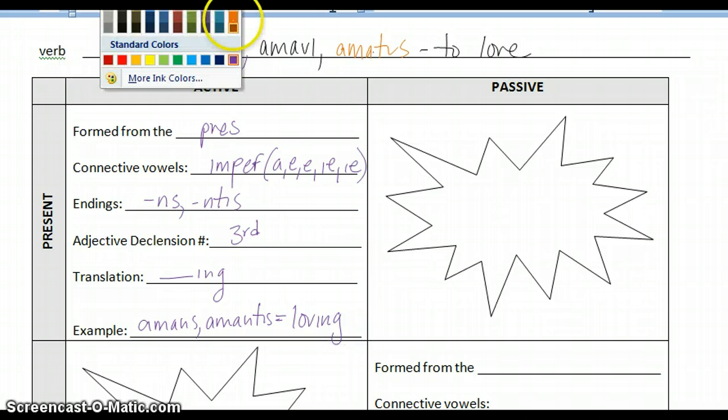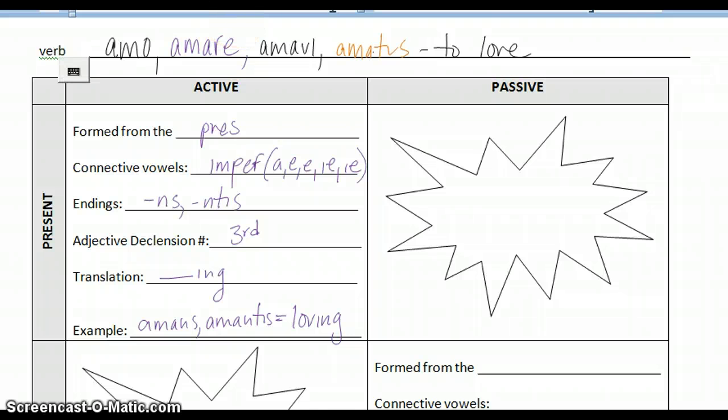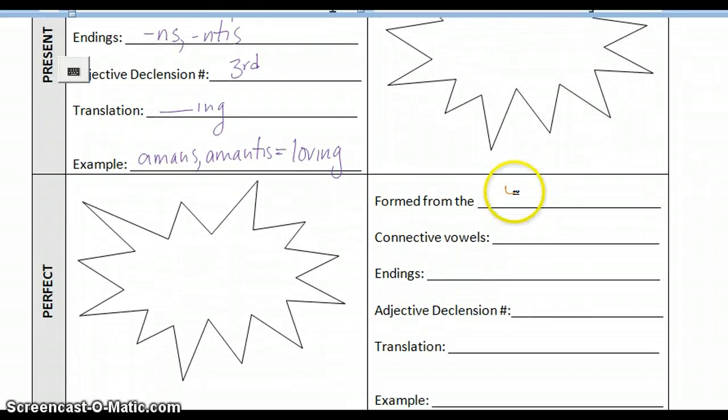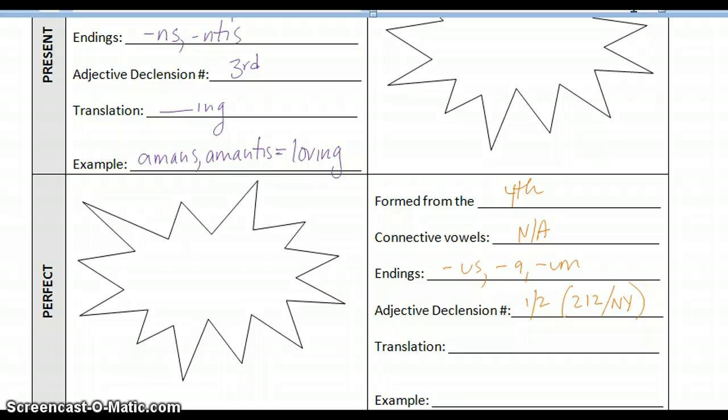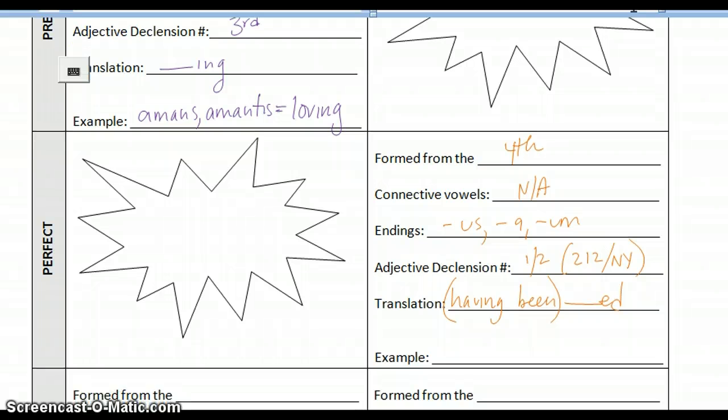For the perfect passive participle, you can see above in orange, it's the same as the fourth principal part. So I actually just form it from the fourth principal part. And there are no connecting vowels because it's just the fourth principal part. The difference is we have to make sure it has -us on it because it behaves like a first and second declension adjective, right? Our 2-1-2 or "New York" adjective. The translation for the perfect passive participle is "having been blanked," but you can also leave out the "having been" and just say "blanked," but it should sound like it's describing something as an adjective.